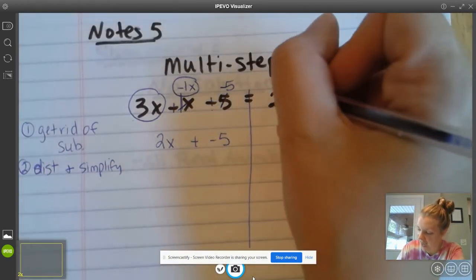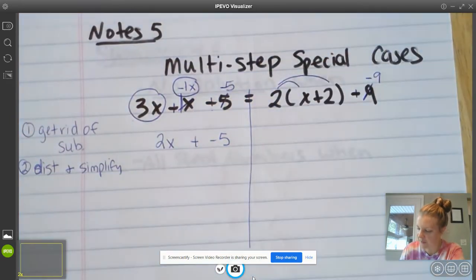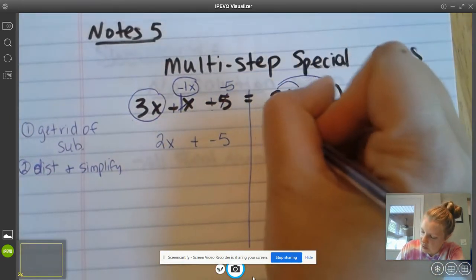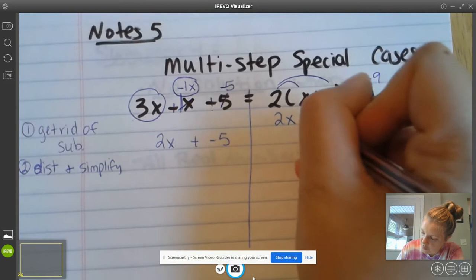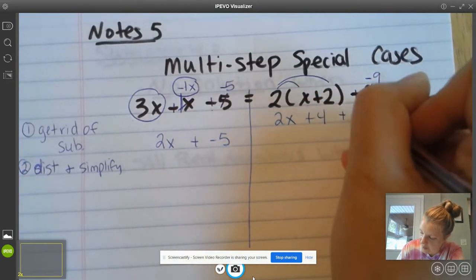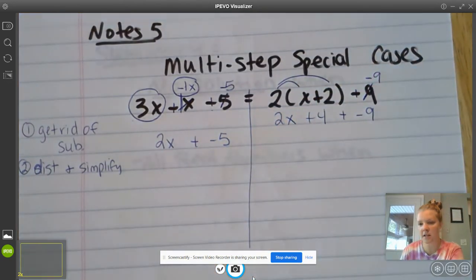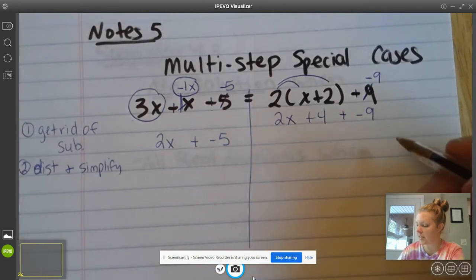On the right side, I have the distributive property. 2 times x is 2x. 2 times 2 is 4. And then that plus negative 9, we just copy it down.